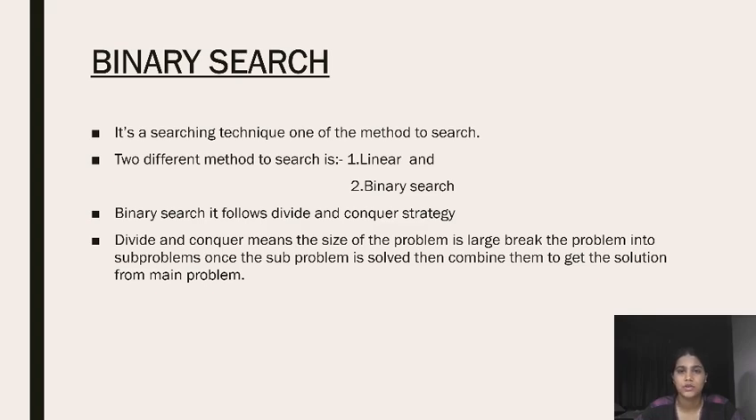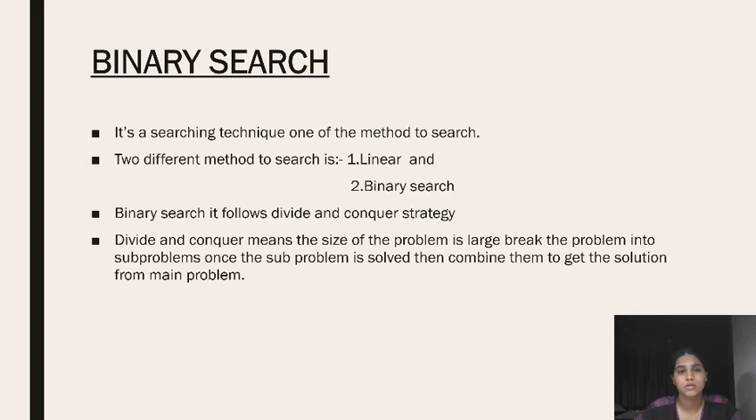We have two methods to search. One is linear and the other is binary search. Binary search follows the divide and conquer strategy, where the size of the problem is large and it is broken down into sub problems. After the sub-problems are solved, they are combined together to get the solution for the main problem. This is nothing but binary search.